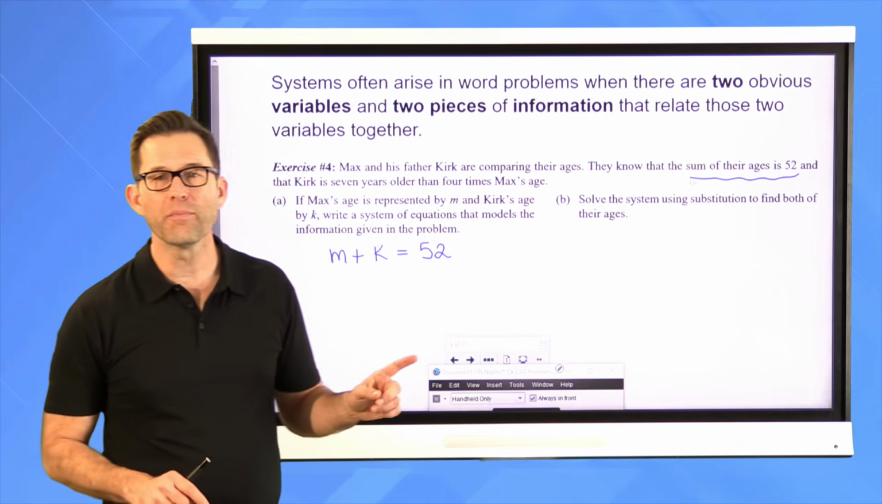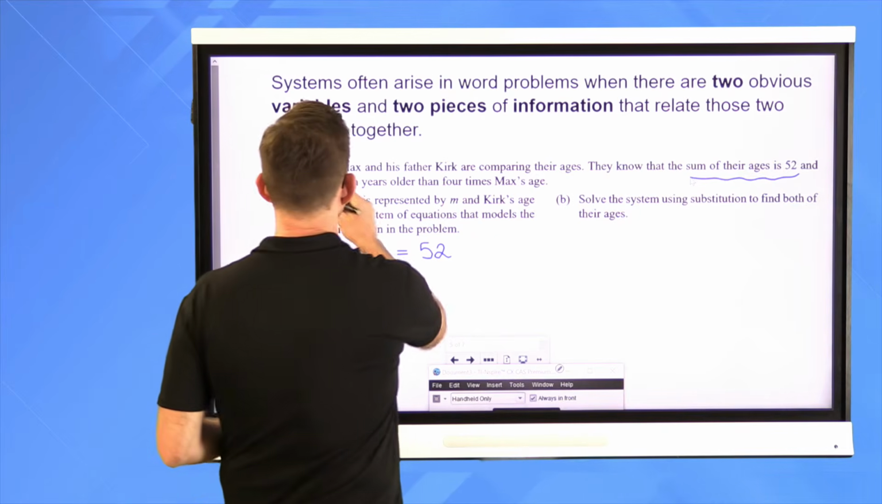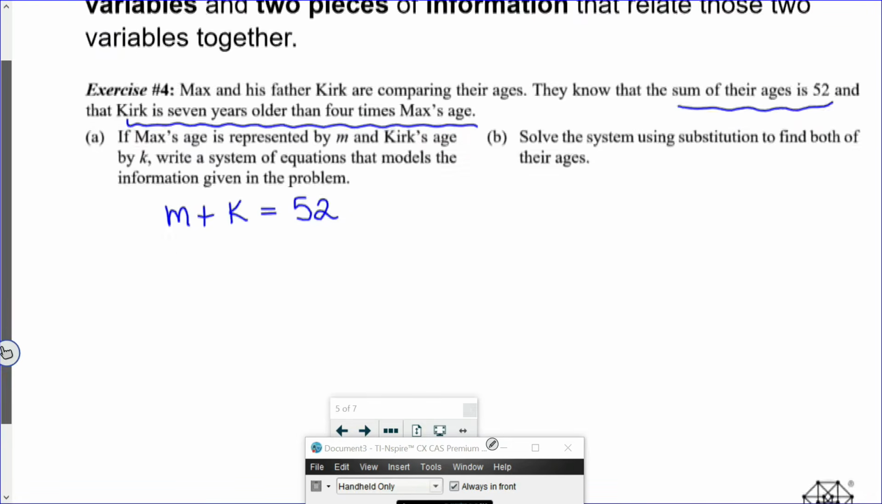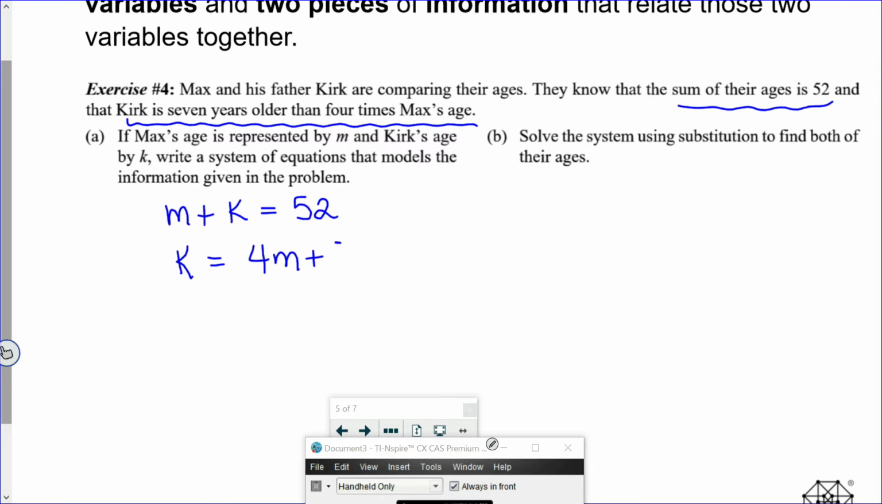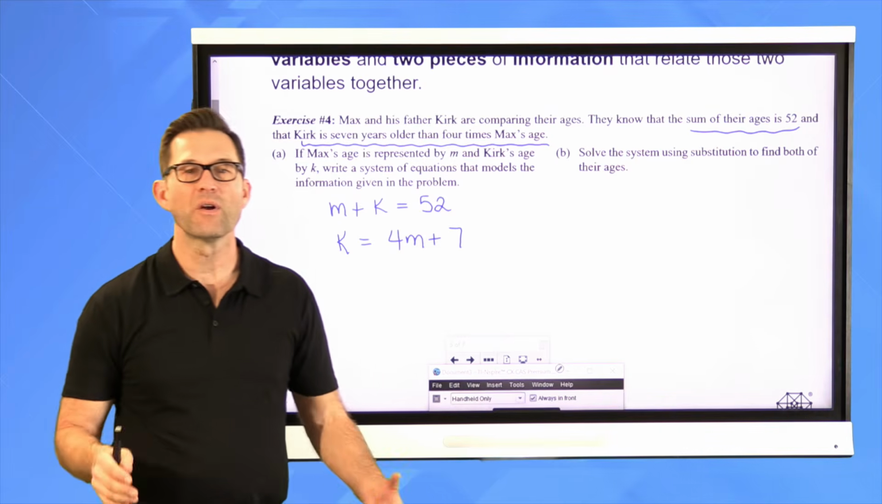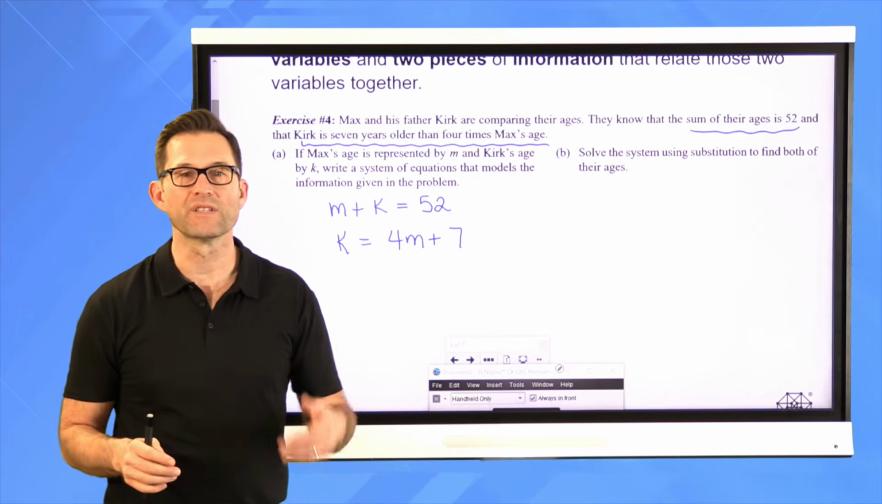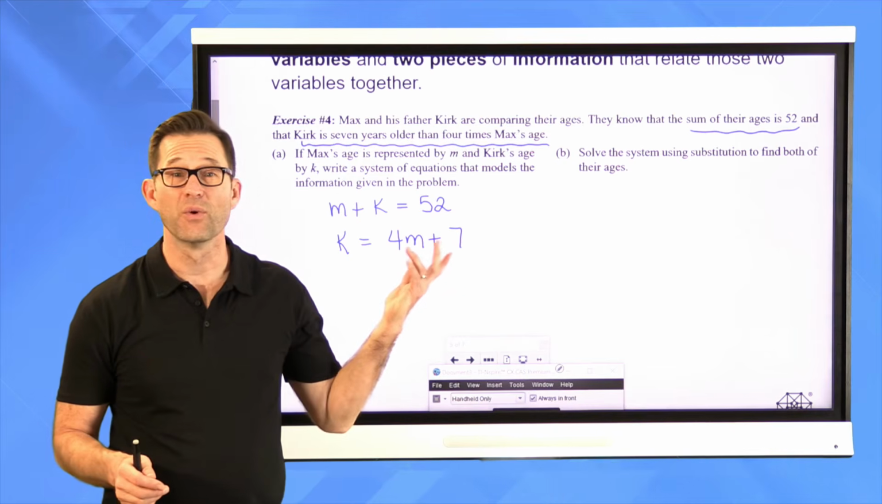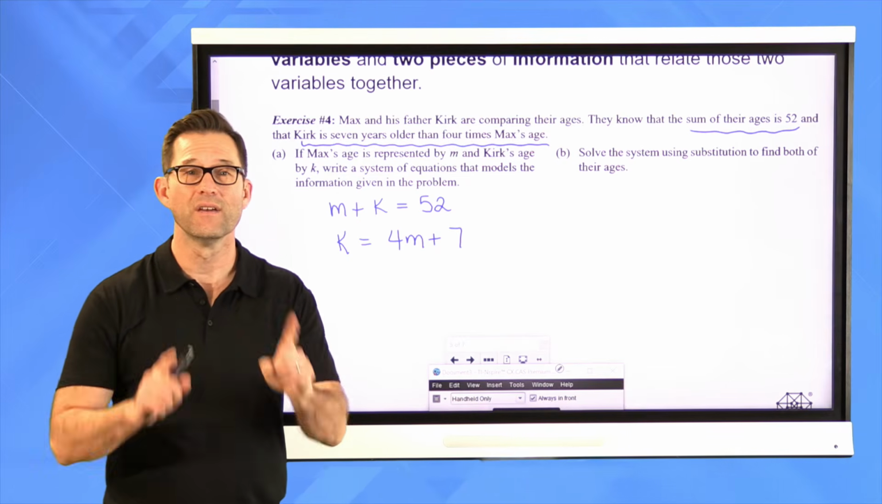Now, the other piece of information is that Kirk is 7 years older than 4 times Max's age. So Kirk is 4 times Max's age plus another 7 years, right? Remember, I always want to be thinking about that multiplication first and that addition second because of order of operations. Two equations, two unknowns, it's a system.